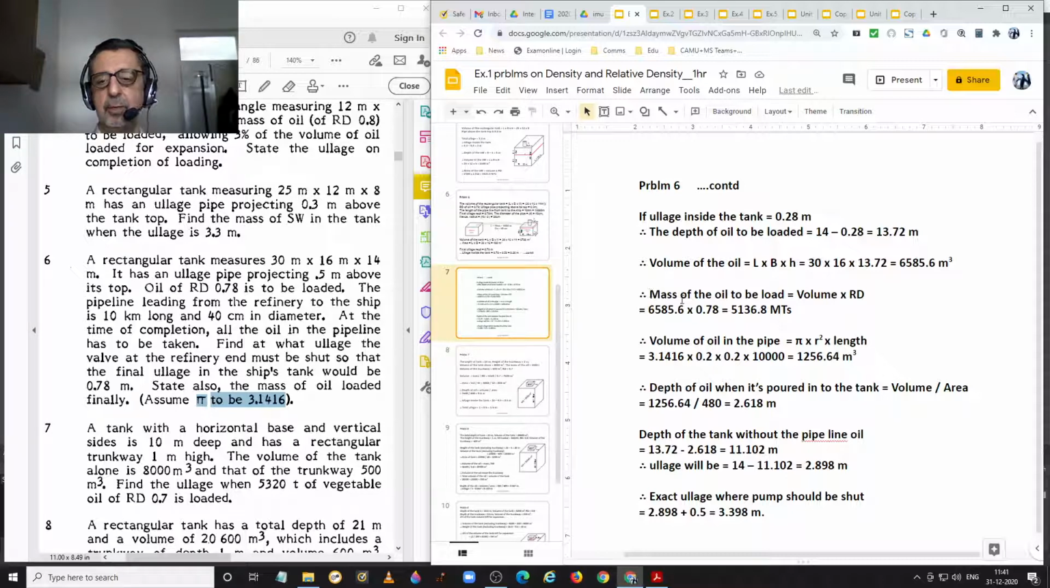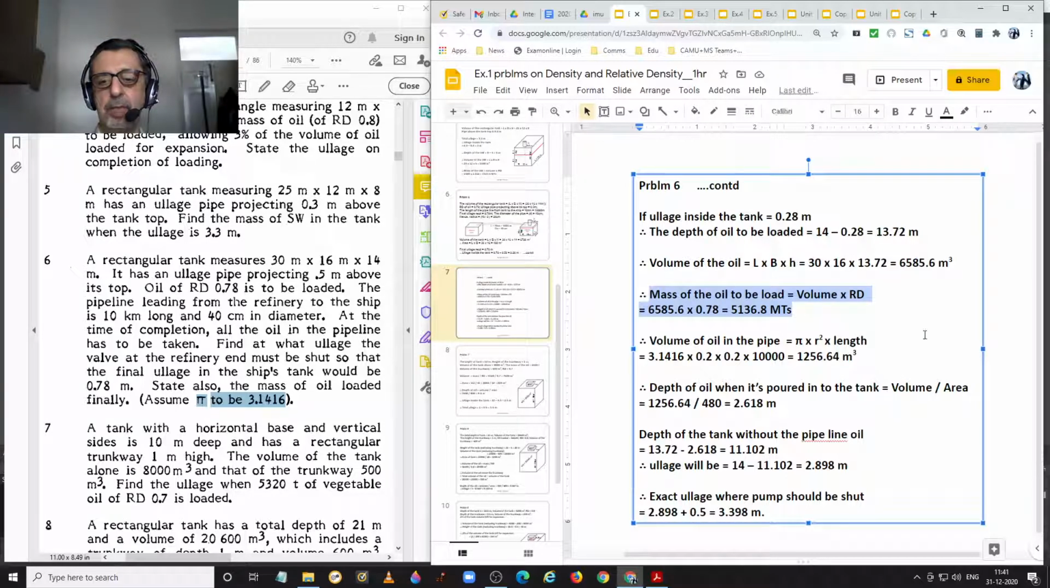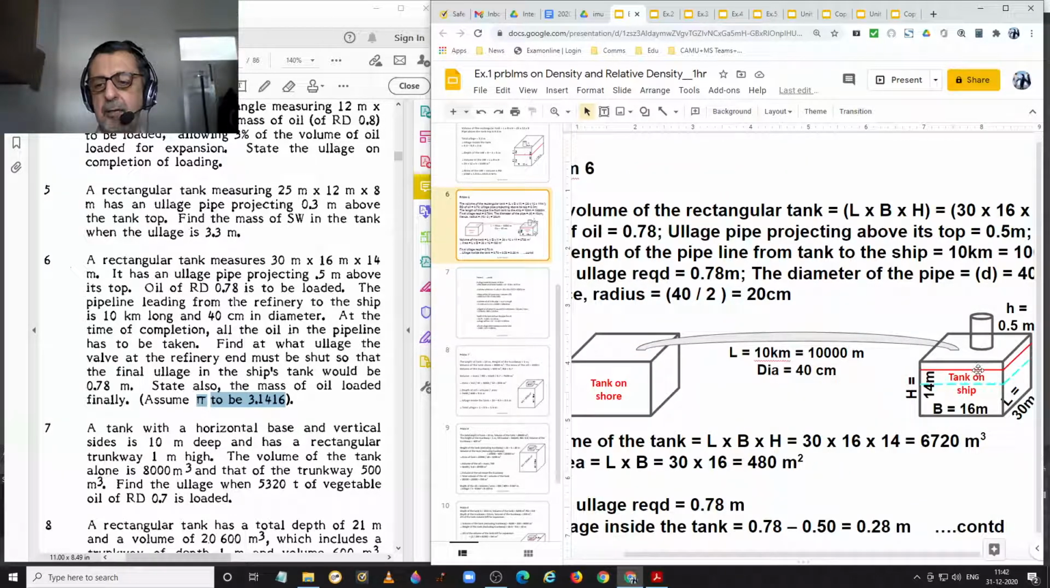Mass of the oil loaded is equal to volume into relative density, and that works out to 6585.6 into 0.78, which is the relative density of the oil, and that gives us 5136.8 metric tons. So the mass of the oil will be from the red line downwards to the bottom of the tank. Now we have been told that the mass of the oil within this pipeline also has to come into the tank upon completion.